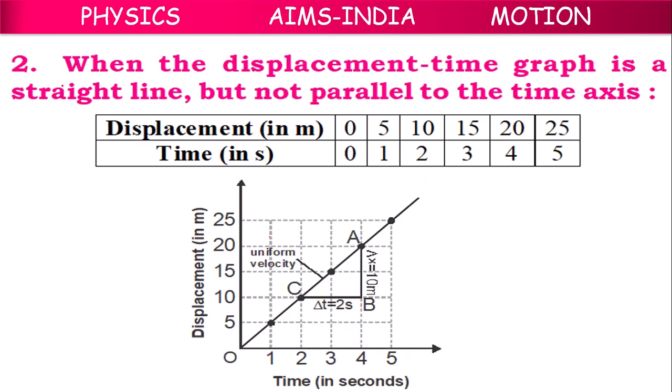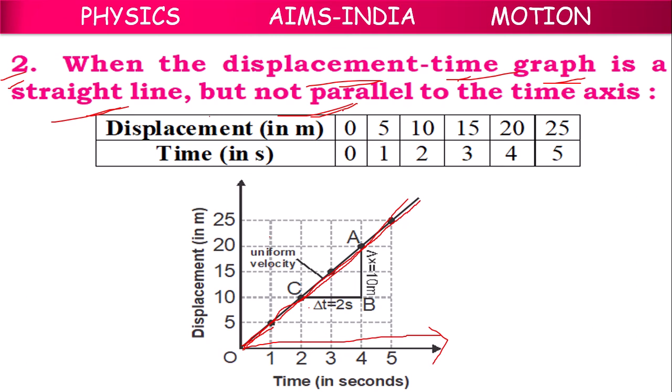So next, the second type: when the displacement time graph is a straight line, but not parallel to the time axis. If it is like this, this line represents the displacement time graph, or the motion of the body, which is not parallel to the time axis.